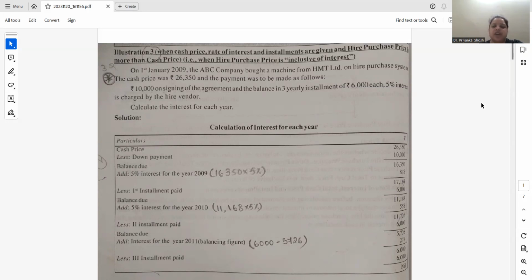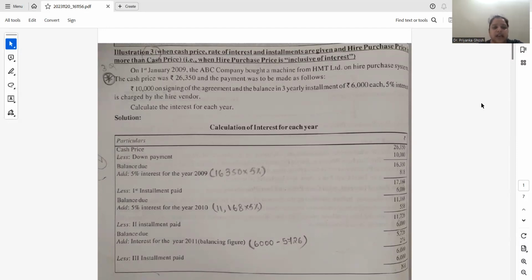Hire purchase means purchasing an asset on an installment basis. In that case, the total amount we pay in installments will include interest, and sometimes may exclude interest. So let's start with this problem and see what it is telling.